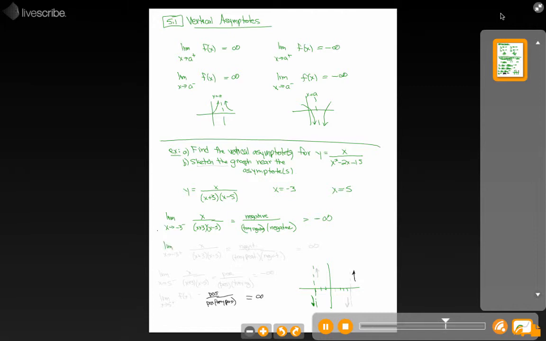Now, if I do the same thing, the limit as x approaches negative 3 from the right, so a number like negative 2.9999, I'm going to have a negative number on top again, but on the bottom, this becomes a tiny positive number times a negative number. So in this case, your negatives cancel out and you head towards positive infinity. So as I approach from the right, on this side of the asymptote, I've got that. That's what I mean by sketch the graph near its asymptote.